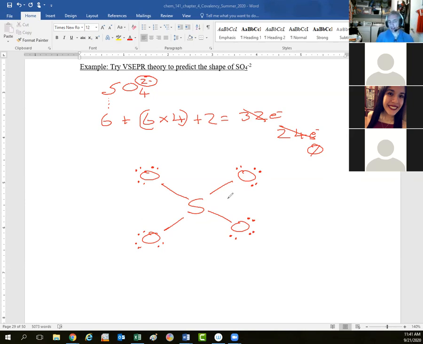Now this could be the final answer because the sulfur does have an octet, but of course we know that sulfur is one of our hypervalent elements.